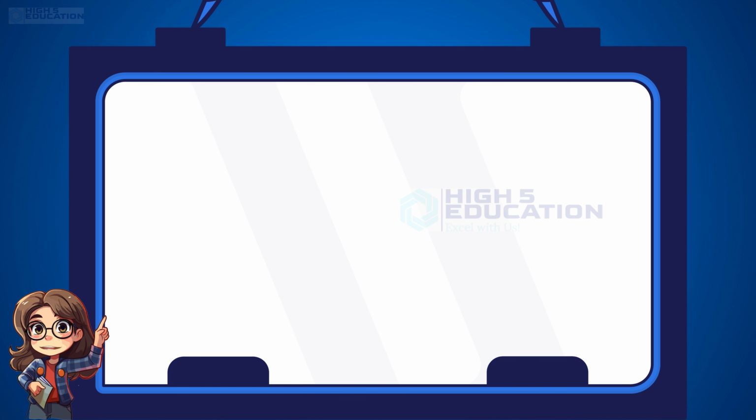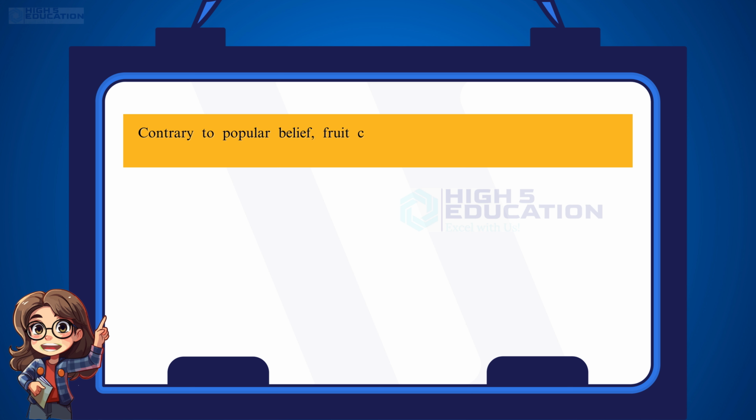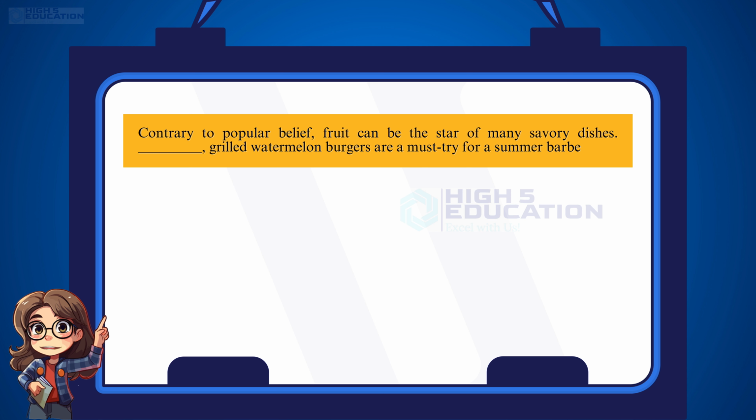Complete the text with the better adverbial conjunction. Contrary to popular belief, fruit can be the star of many savory dishes. Blank, grilled watermelon burgers are a must-try for a summer barbecue.